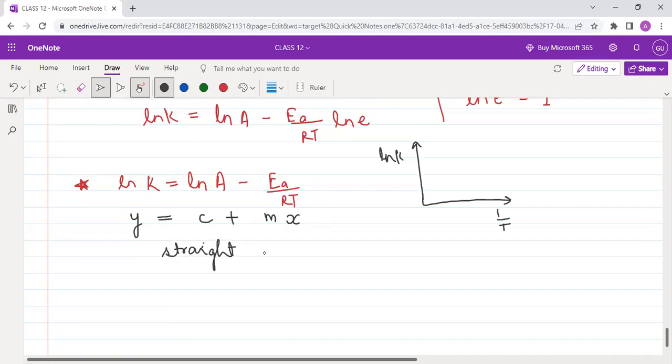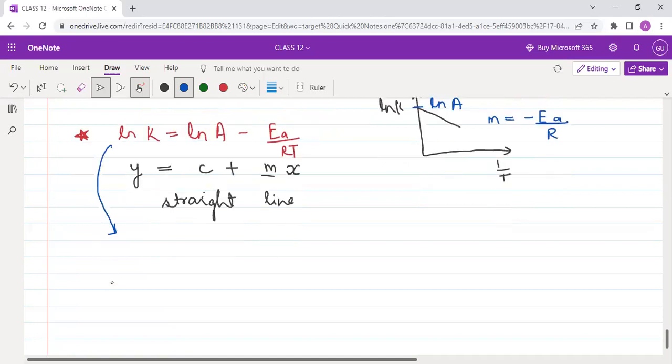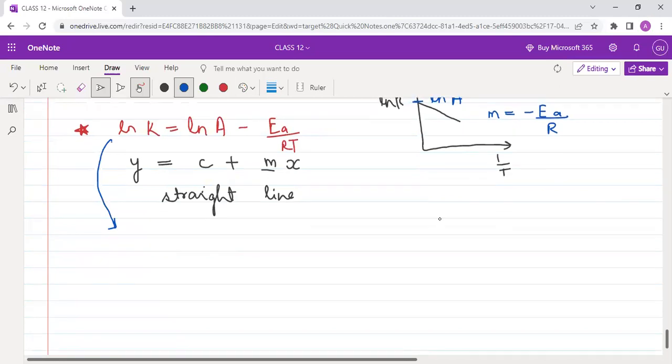Is the slope positive or negative? It's negative. M is equal to minus Ea by R. The value of the intercept, this point, is ln A, and the slope m is equal to minus Ea by R. Now if we convert this equation to log, you know that when we change ln into log, we have to multiply by 2.303.